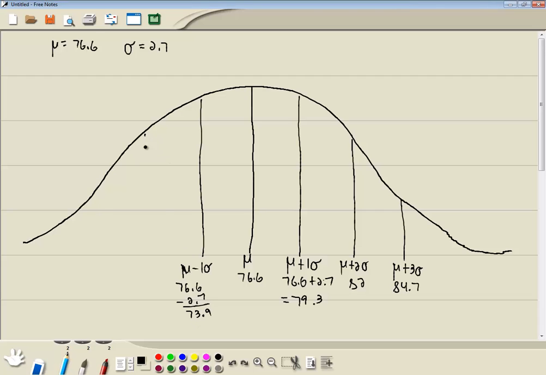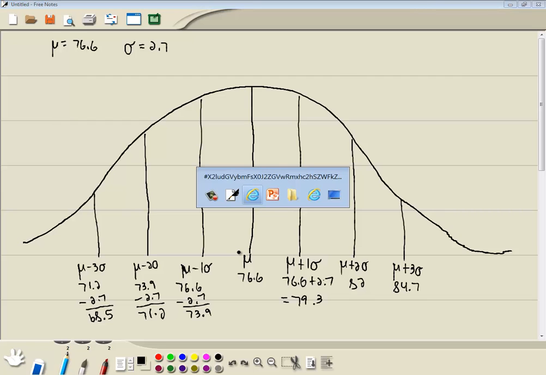Let me add those backwards a second. Okay, that looks right. Then I'll subtract another 2.7. This is your mean minus 2 standard deviations. So I'm taking 73.9, our previous value, and subtracting our standard deviation, which gives us 71.2. And then this next one is your mean minus 3 standard deviations. And again, I'm taking my previous value, 71.2, and I'm subtracting another standard deviation. 68.5. Let me double check that. I believe that's right. Okay, got that.